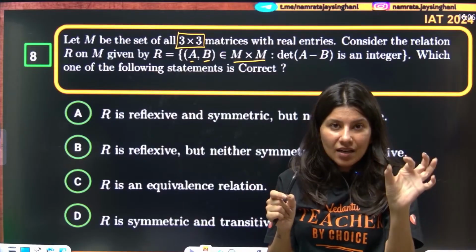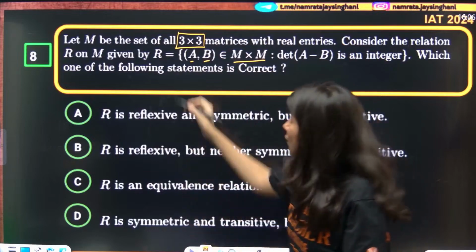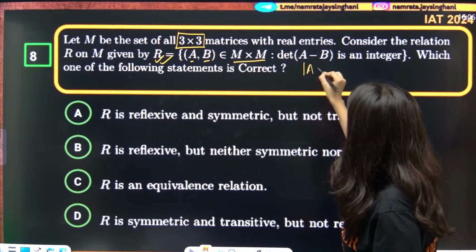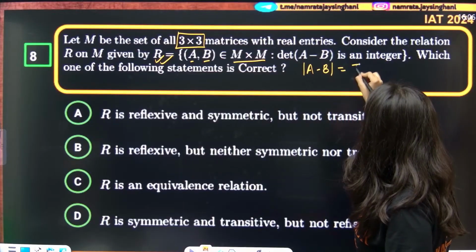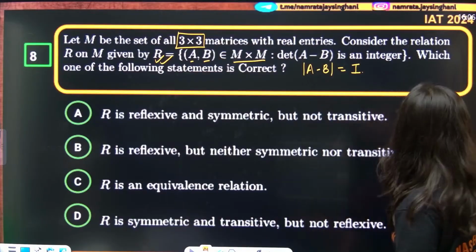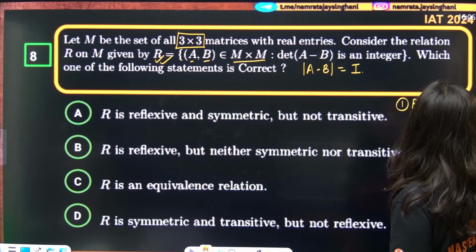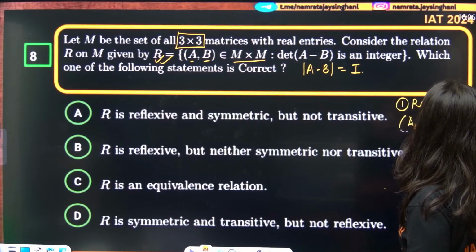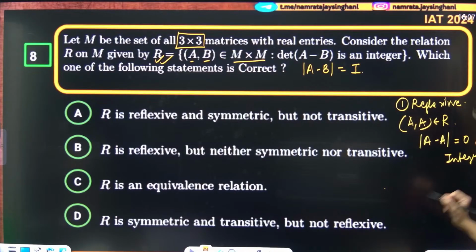These two matrices are denoted as A and B, and they will sit inside your relation if the determinant of A minus B becomes an integer. Then we need to check whether this relation is reflexive, symmetric or transitive. So first of all, reflexive. We need to check whether (A, A) is sitting inside relation R or not. The determinant of A minus A will be 0, which is an integer. That means the relation is reflexive.